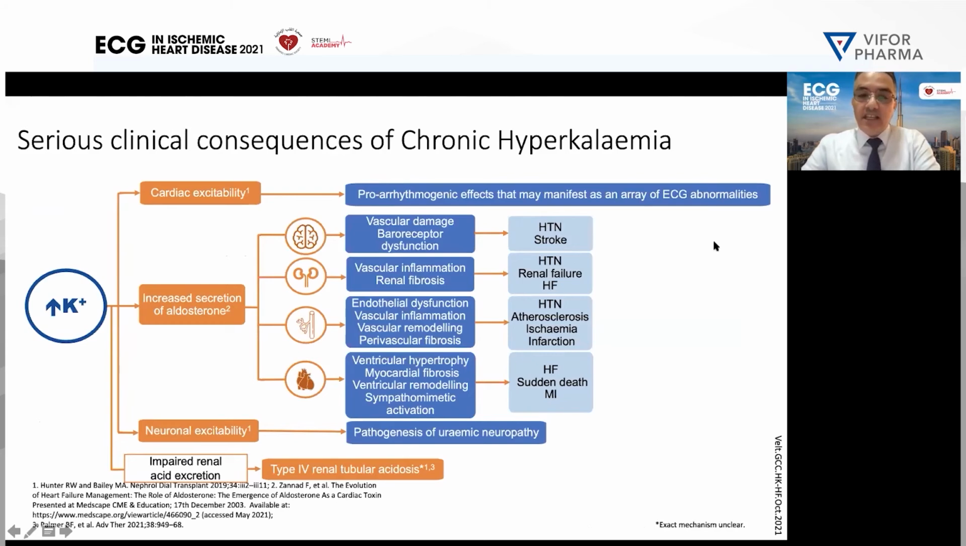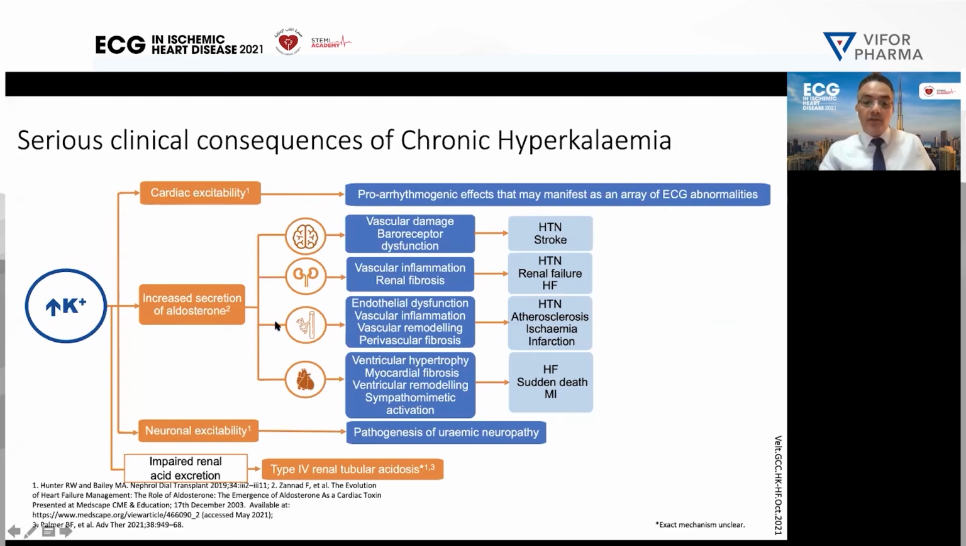These are the serious clinical consequences of chronic hyperkalemia. We know it affects cardiac excitability, and it may lead to lethal arrhythmias. It also increases the secretion of aldosterone. When hyperkalemia is chronic, the aldosterone will be higher, and this may cause vascular damage, vascular inflammation, renal fibrosis, endothelial dysfunction, peripheral fibrosis, ventricular hypertrophy, ventricular remodeling, and sympathomimetic activation.